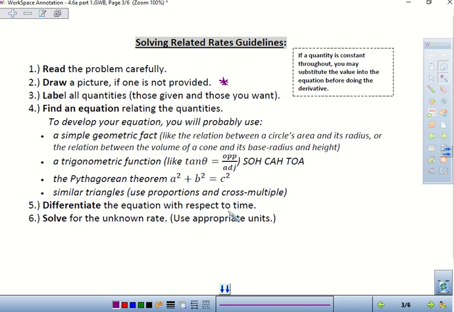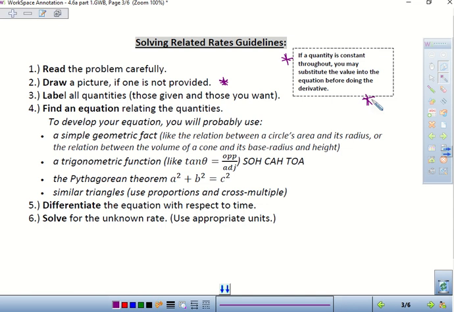And then we're going to differentiate with respect to time and solve for an unknown rate. Now, this is really important. If a quantity is constant throughout, you may substitute into the equation prior to taking the derivative. So an example of this I can provide for you is one from yesterday. Do you guys remember yesterday we talked about that ladder sliding down the house? Yeah. Now, when the ladder slides down, those 3 sides of the triangle, this gets shorter, this one gets longer, but does the ladder ever change length?